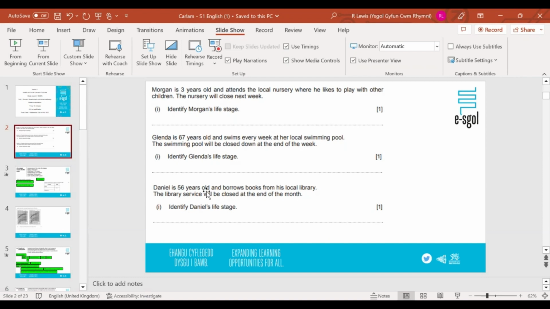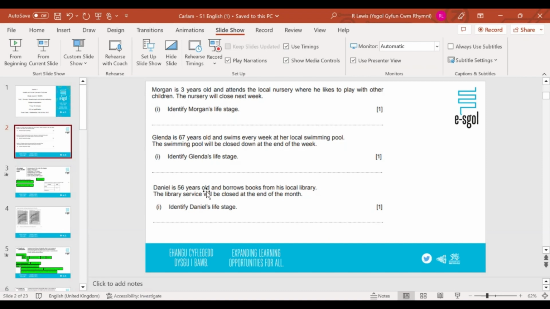Okay, so Morgan is 3 years old and attends the local nursery where he likes to play with other children. The nursery will close next week. Identify Morgan's life stage. Okay, just for your information, there are 5 life stages. Okay, and it's specific in terms of the age category of each life stage. You need to identify the name here of the life stage, but you will struggle with the name of the life stage unless you've learnt the actual age groups.